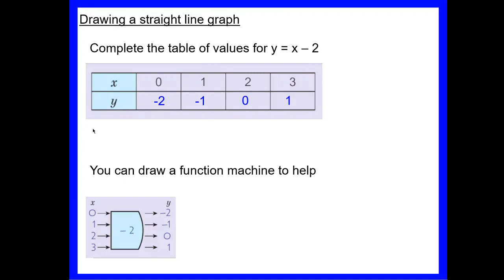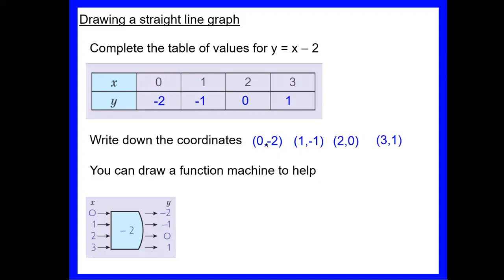Once we've got our table of values, we can now create our coordinates. So our coordinates, remember, are an x and y pair. So we get (0, -2), (1, -1), (2, 0), and (3, 1), making sure they've got the brackets to tell us they're coordinates. Finally, we're going to plot those onto our graph.